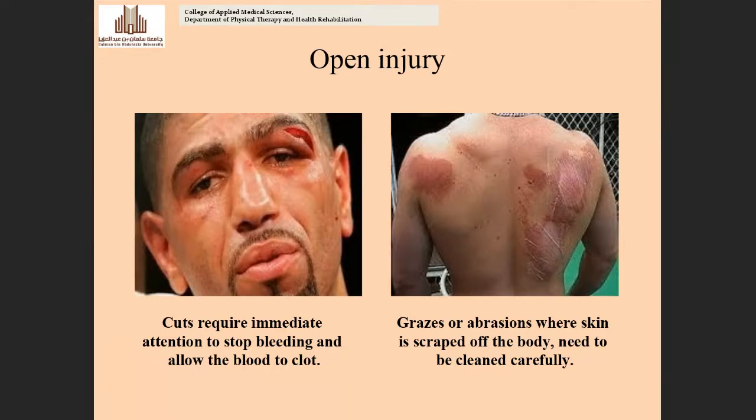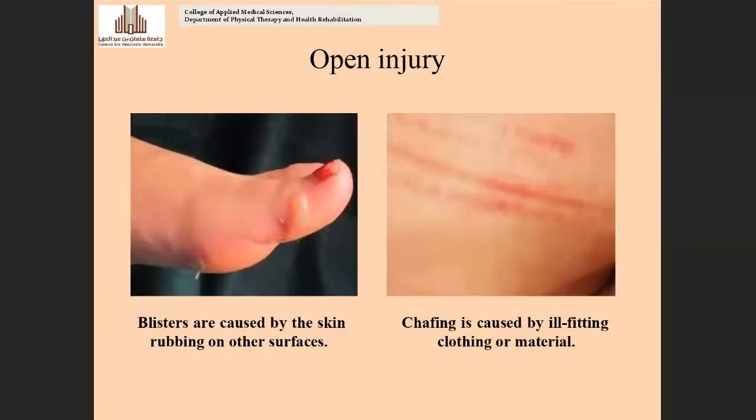But grazes or abrasions, again, you can see in the next picture. This is known as abrasions, right? So there is only a scratch. You can see the skin is removed. So grazes or abrasions are where the skin is scraped off the body. So again, this problem also needs immediate treatment, right? It needs to be treated carefully. So this is known as, again, open injury.